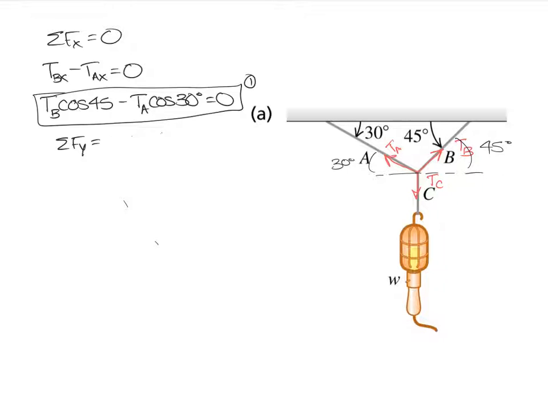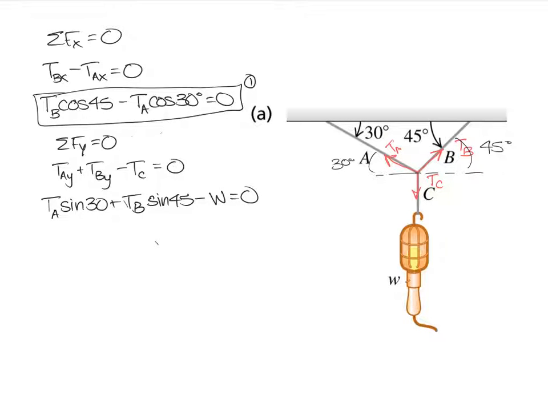In the y direction, we have y components of A and B, and then of course TC is straight down. The y components of A and B are both positive, and TC is of course negative. The y components, because they're given by the side opposite the angle, are given by the sine. And I'm also going to make the substitution that T sub C is equal to the weight, W. And this is the second equation that I have.